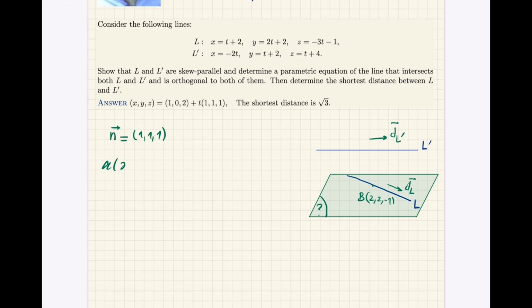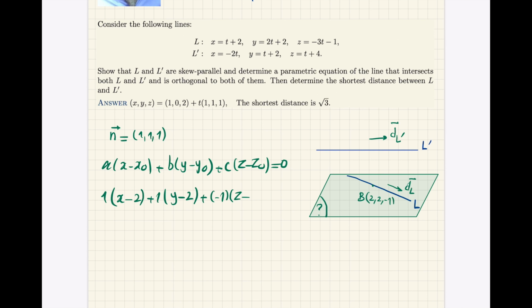Then I can write the equation of the plane: a times x minus x naught, plus b times y minus y naught, plus c times z minus z naught, is equal to 0. Instead of a, b, and c, I put 1. Instead of x naught, y naught, z naught, I put the coordinates of B. If I simplify that, it becomes x plus y plus z minus 3 is equal to 0.